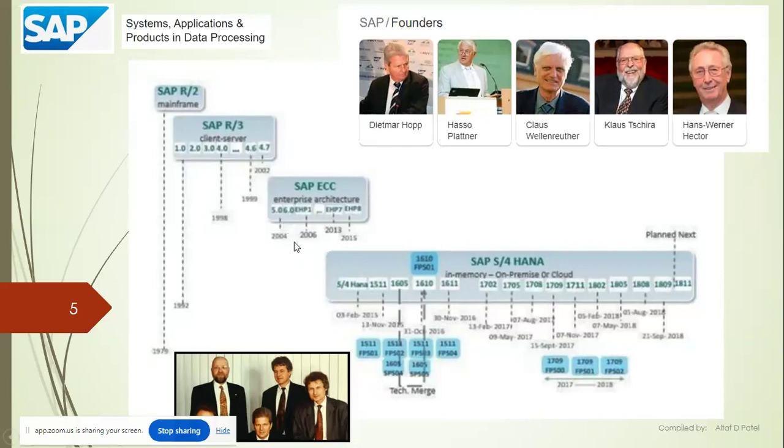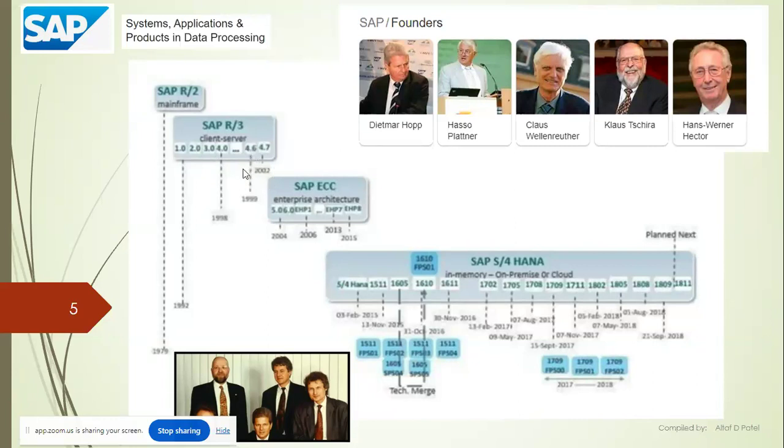Then by 2004, they started a product called SAP ECC. ECC means ERP Central Component, which is an enterprise architecture. At that time, they had only one database. R3 had more than one or two databases. Again, the same problem was there to compile. At the end of the day, report generation was the problem.